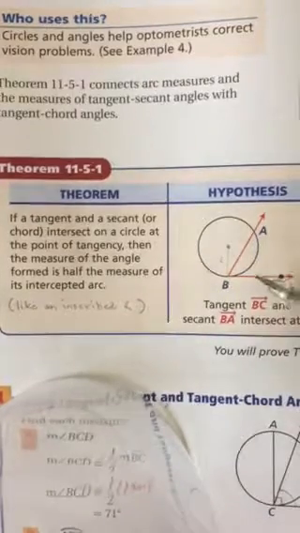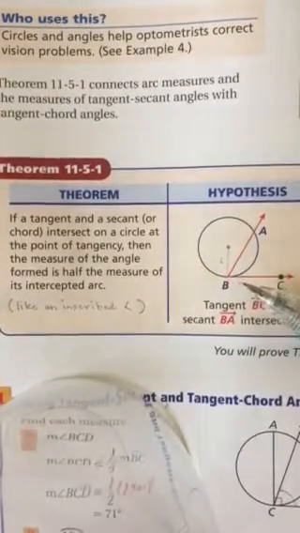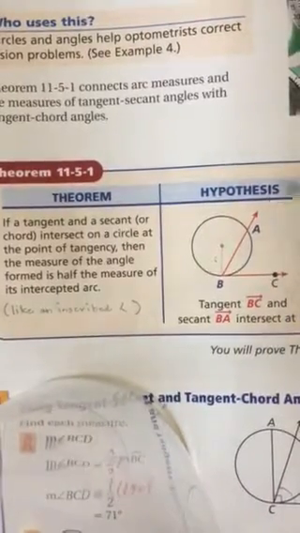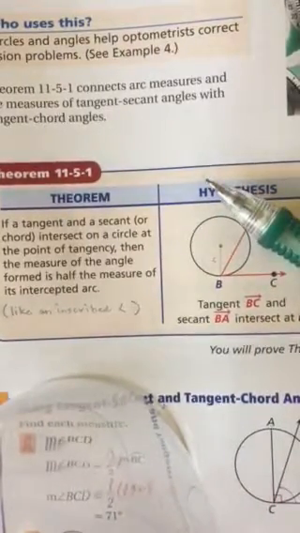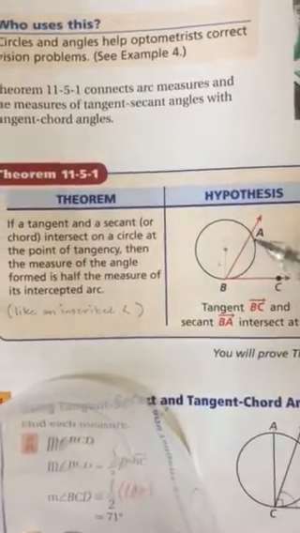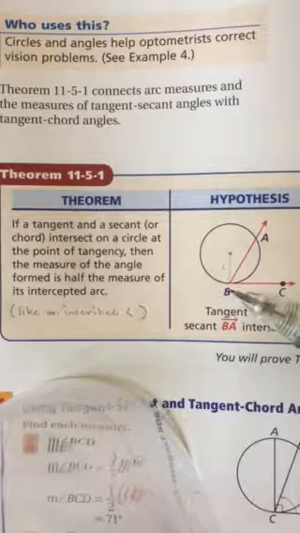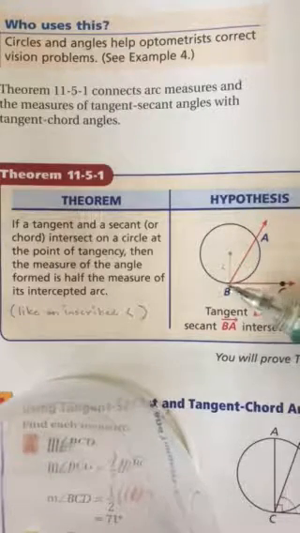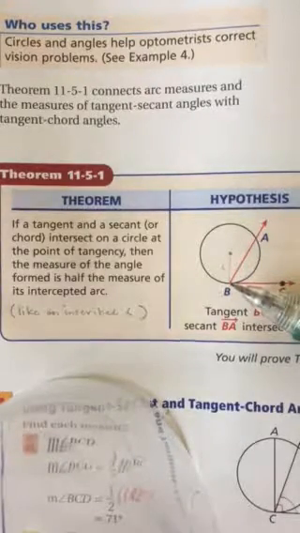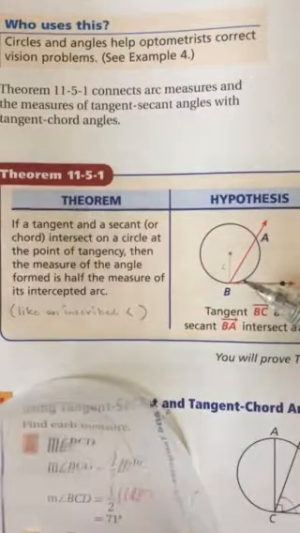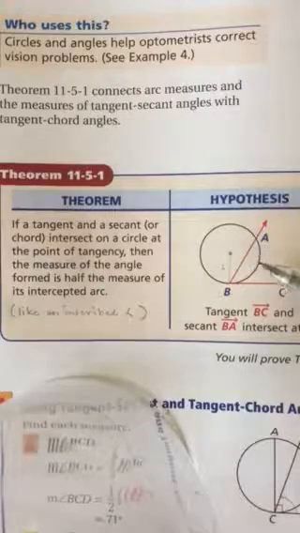Now, you look at the picture while I explain that. If a tangent, here's your tangent, and a secant or chord, this is a secant, but it could have been a chord if it had stopped right there. If the tangent and the secant intersect on a circle at the point of tangency, so they intersected right there and created an angle right there at the point of tangency, then the measure of this angle is going to be 1/2 the measure of the intercepted arc.